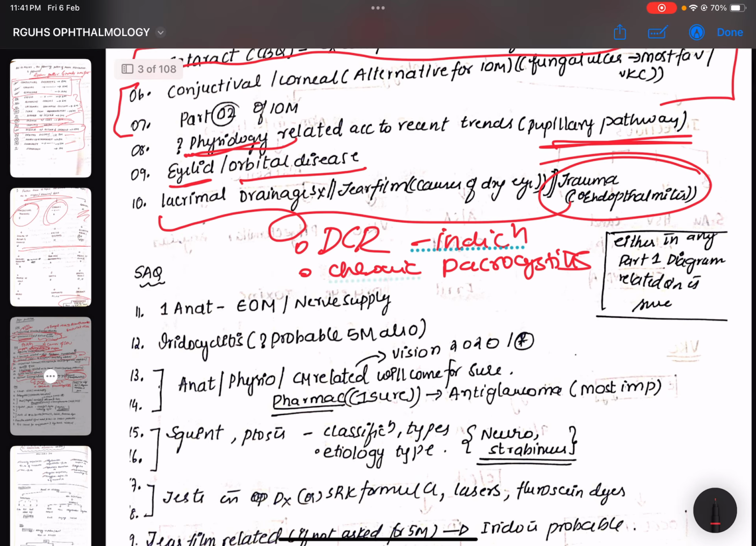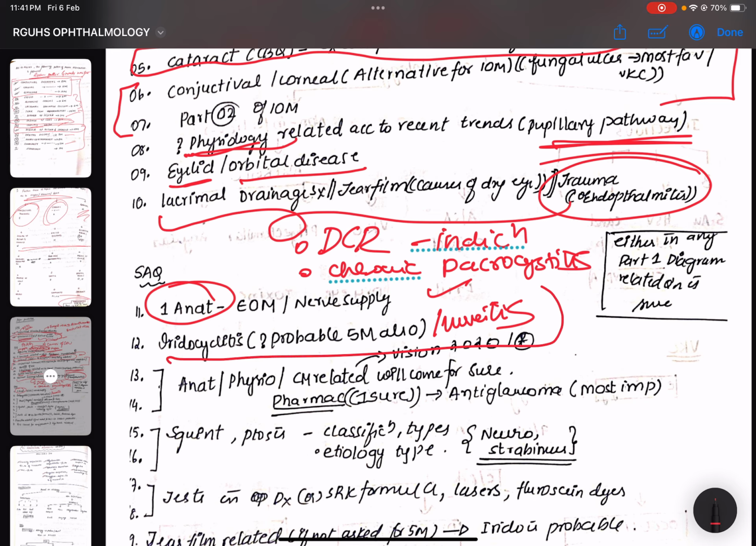Now coming to short answer questions. One question related to anatomy is for sure. For example, they might ask about extraocular muscles or nerve supply. So something very basic is for sure. And one question related to iridocyclitis or uveitis. This might come as a 5 marker replacing one of these, or it can be asked as a 3 marker question.